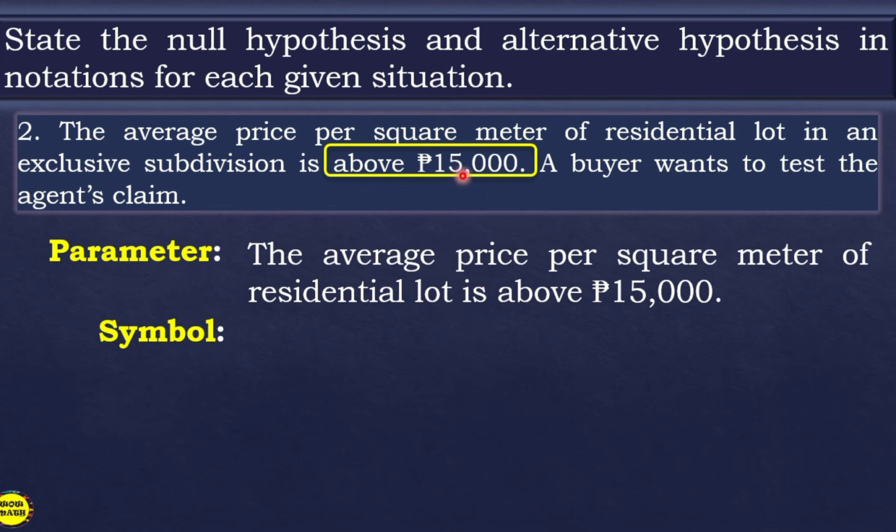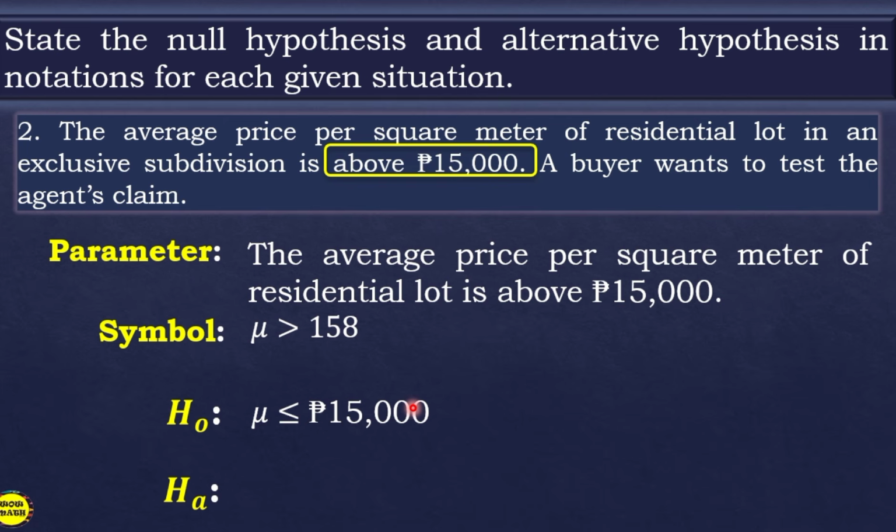Since yung claim na above, anong gagamitin nating symbol kapag yung ginamit na word is above? That is greater than. So, kapag translate natin yung parameter natin into symbols, ang gagamitin natin dito ay yung greater than. And then, yung greater than falls under alternative hypothesis. So, ibig sabihin, yung greater than, itong symbol natin, class, no? Magfo-fall under alternative hypothesis to. So, ibig sabihin yung claim natin nasa alternative hypothesis.